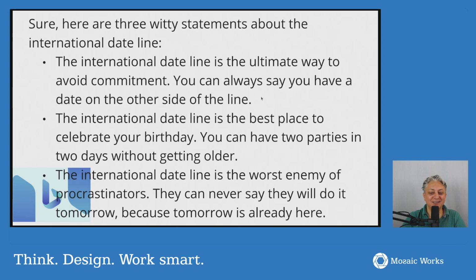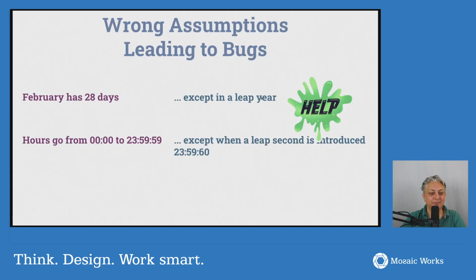The international dateline is the best place to celebrate your birthday. You can have 2 parties in 2 days without getting older. Oh, if only that would be true. The international dateline is the worst enemy of procrastinators. They can never say they will do it tomorrow because tomorrow is already here. So I leave it up to you to judge whether these are good witty statements or not. For me, they are slightly funny anyway. Okay, let's move to the next one.